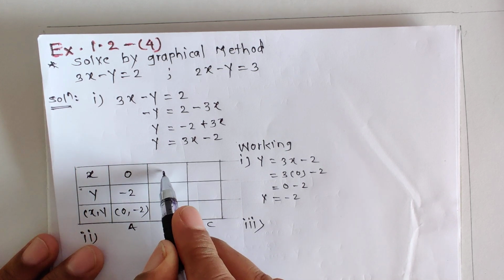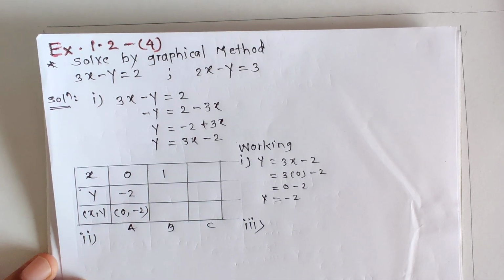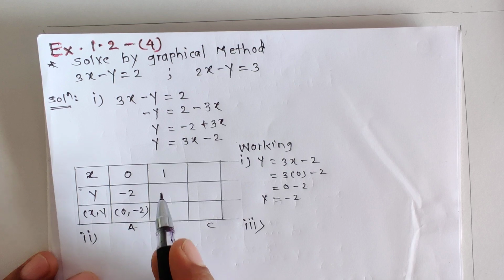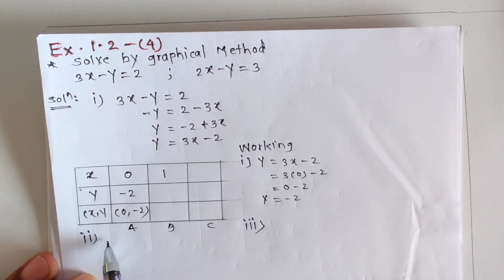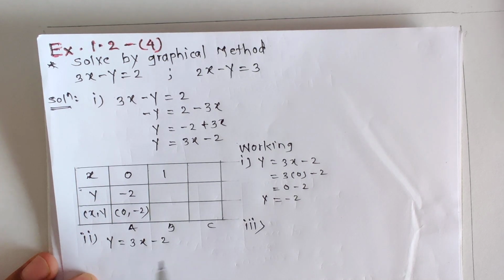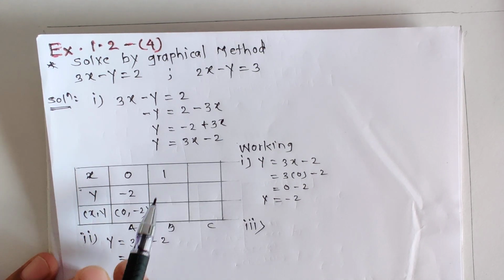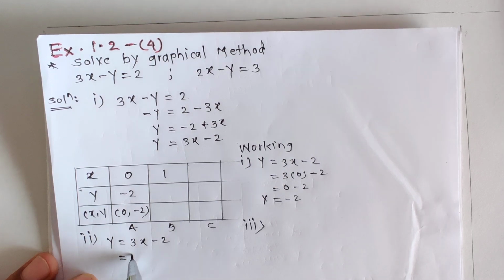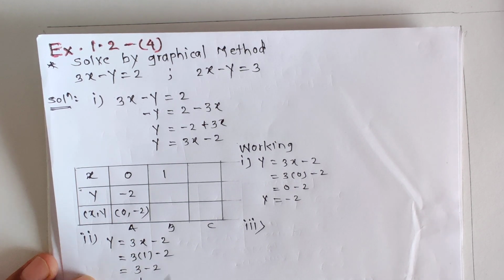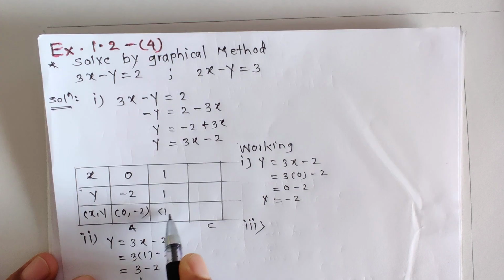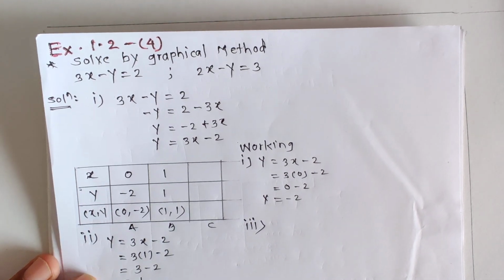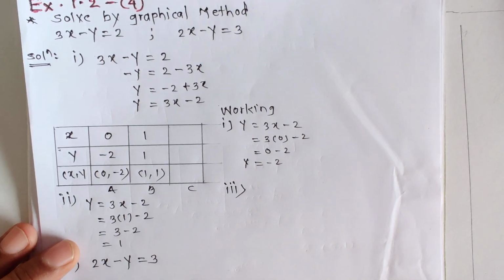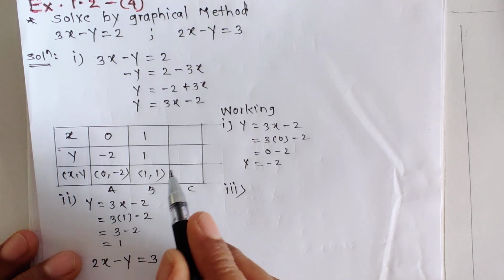Second one, suppose it is 1. We can select any values. We select x as 1. Now write the formula y is equal to 3x minus 2. Now substitute this value of x is equal to 1. So 3 into 1 minus 2. 3 ones are 3, minus 2. We get 1. So 1 and 1. This is the coordinates of second point. Now let us see the third point. Suppose it is 2.